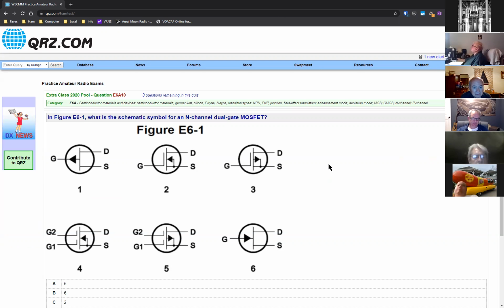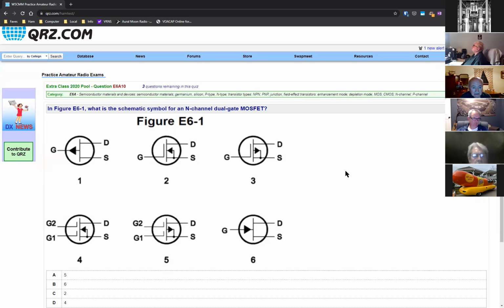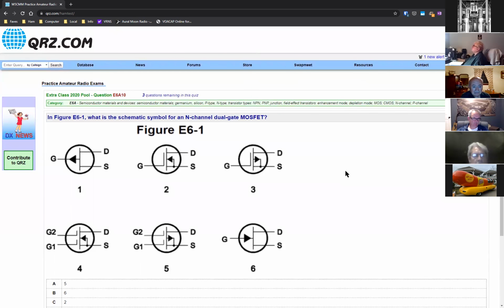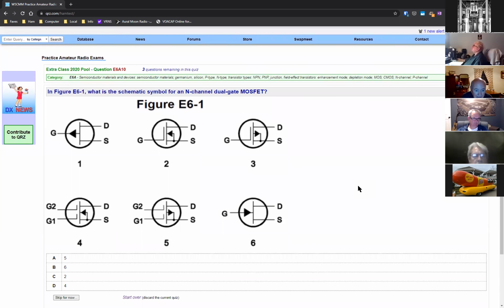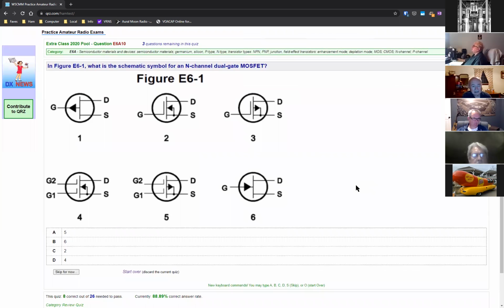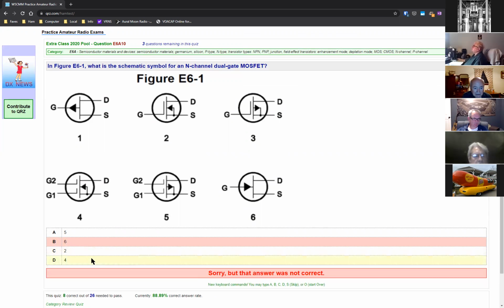Okay, which is the schematic symbol for an N-channel dual gate MOSFET? Number 4. D, number 6? No, D like dog. Yeah, D, dog. D.